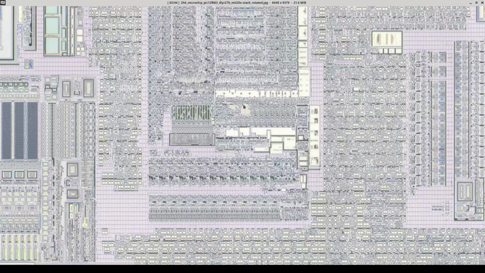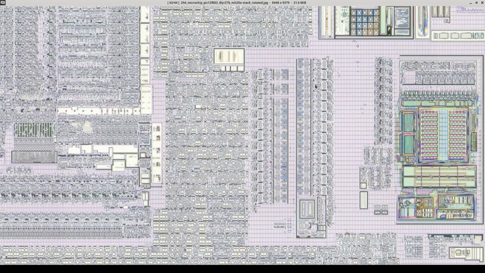We can see what looks like some kind of a PLA or microcode ROM here. I haven't done extensive analysis of the CPU core yet, but I have heard that PICs of this generation were primarily microcode driven, and this is a 4 clock per instruction microarchitecture, so this is likely related to instruction sequencing.